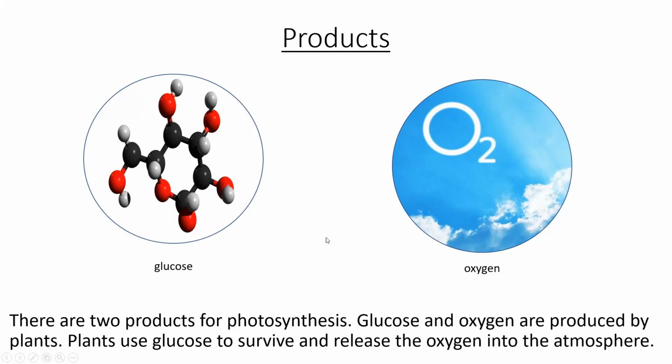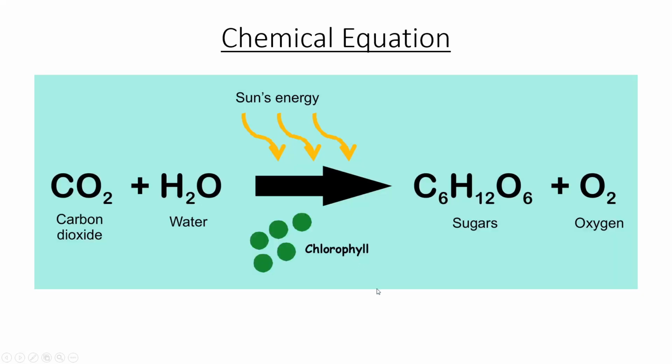So, putting it all together, we have the chemical equation for photosynthesis. Carbon dioxide plus water, using the sun's energy and the special chlorophyll within plants, leads to the formula for glucose, or they've just called it sugars in this image that I got off the internet, and oxygen.